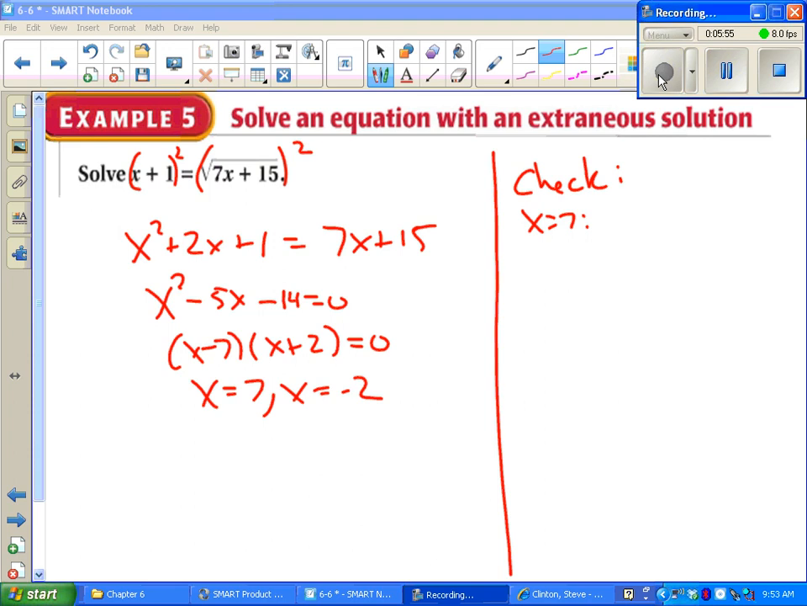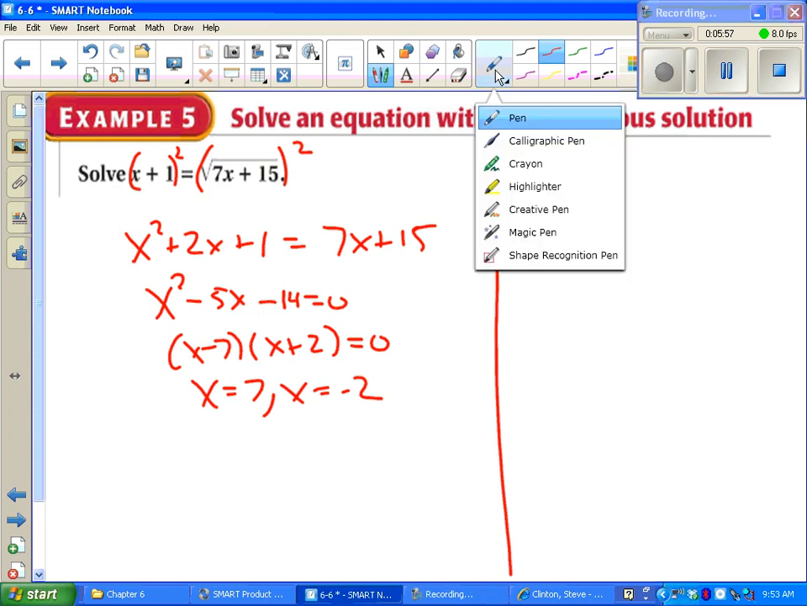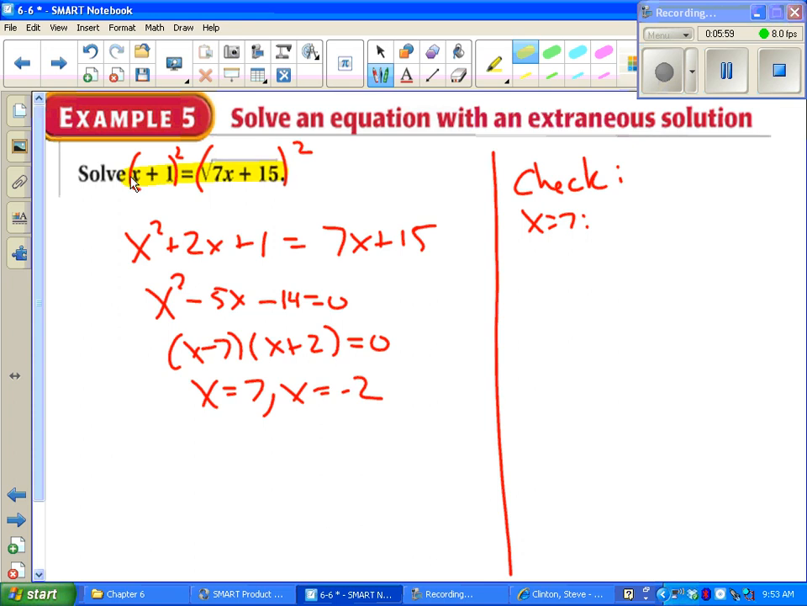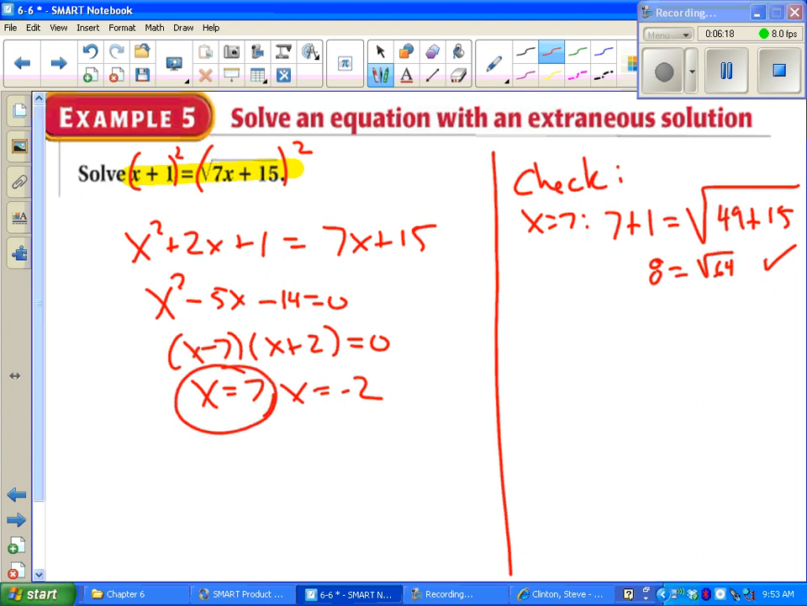Now we have to check them by plugging 7 into the original equation. Let's see what happens. 7 plus 1 is 8. 7 times 7 is 49, plus 15, so we get 8 equals square root of 64. That's true, so 7 works. So 7 is good. That doesn't necessarily mean that -2 is bad, it just might be.